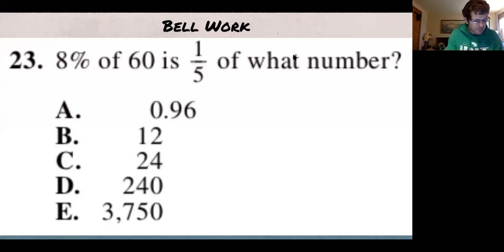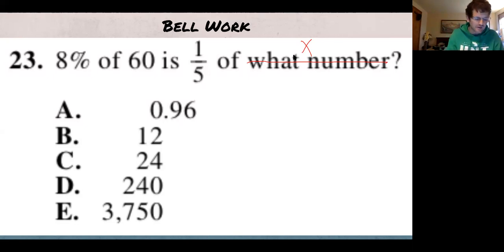So it says 8% of 60 is 1/5 of one number. And that is, like I said, just kind of a strange thing to work through. So first thing we want to figure out is this number that we're solving for is our variable. It's this unknown. So instead of "what number," I'm going to replace that with x. So 8% of 60 is 1/5 of x. Okay, and we're trying to figure out what x is.